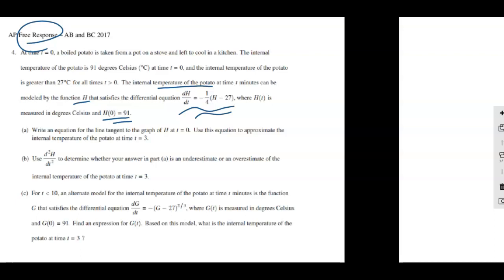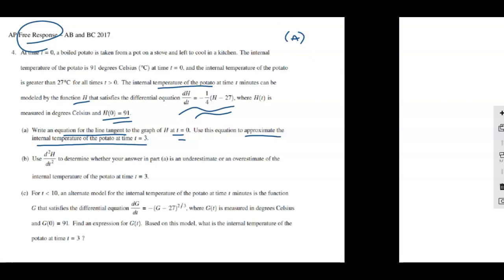Part A, equation for the tangent line at time equals 0, and then we're going to use the tangent line to approximate the temperature at time equals 3. But we've done stuff with tangent lines. Okay, so that's not really new. It was unexpected, but that's not really new. Okay, so let's go for it.